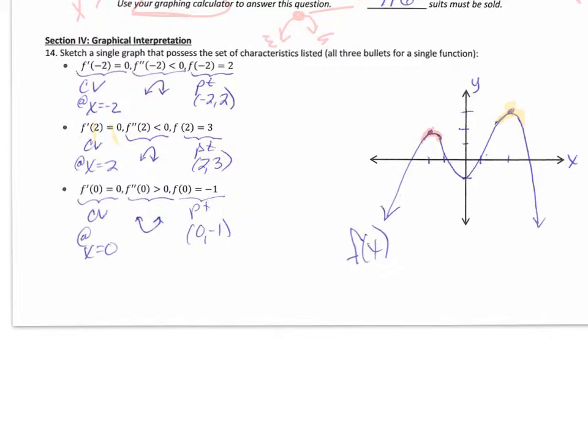One last step. First derivative is 0 when X is 0, so the last critical value is at 0. The point is (0, -1), and so you get this curve here with a point. And then the last thing you do is just connect the dots. So you connect them on through to get your function.